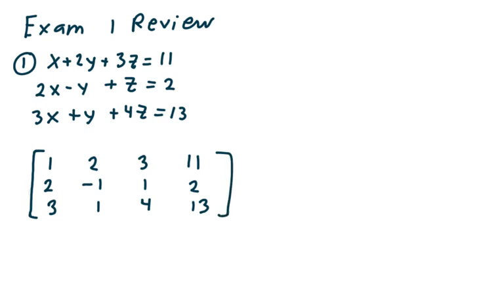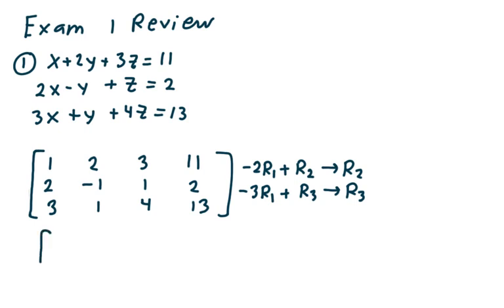What I'm going to do is take negative 2 row 1, add it to row 2, and put the result back into row 2. And I'll take negative 3 row 1, add it to row 3, and put the result back into row 3. When that happens, we have the following.